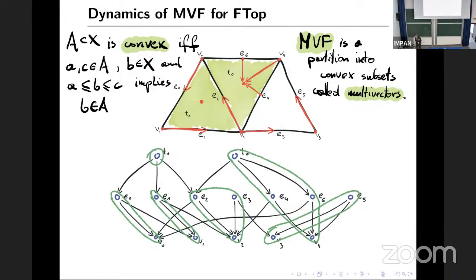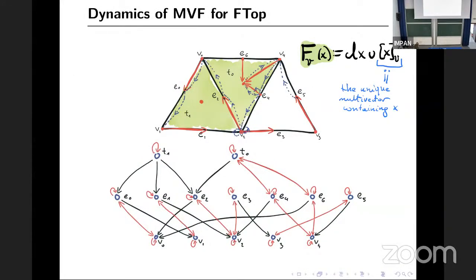The only constraint is that all those sets must be convex in terms of a poset, which means that if two points are in the set, then everything in between is also in the set. And to get the dynamics induced by this partition, you again have this default downward direction in the poset, and you just make a directed clique inside of every multivector. So again, we have this directed graph that represents the dynamics here, and you can put this into this formula.